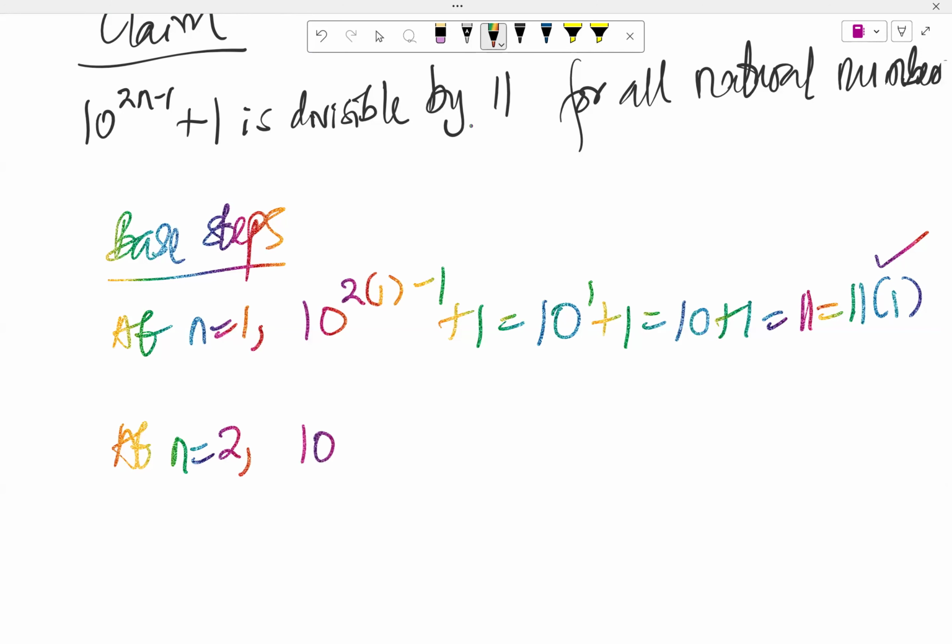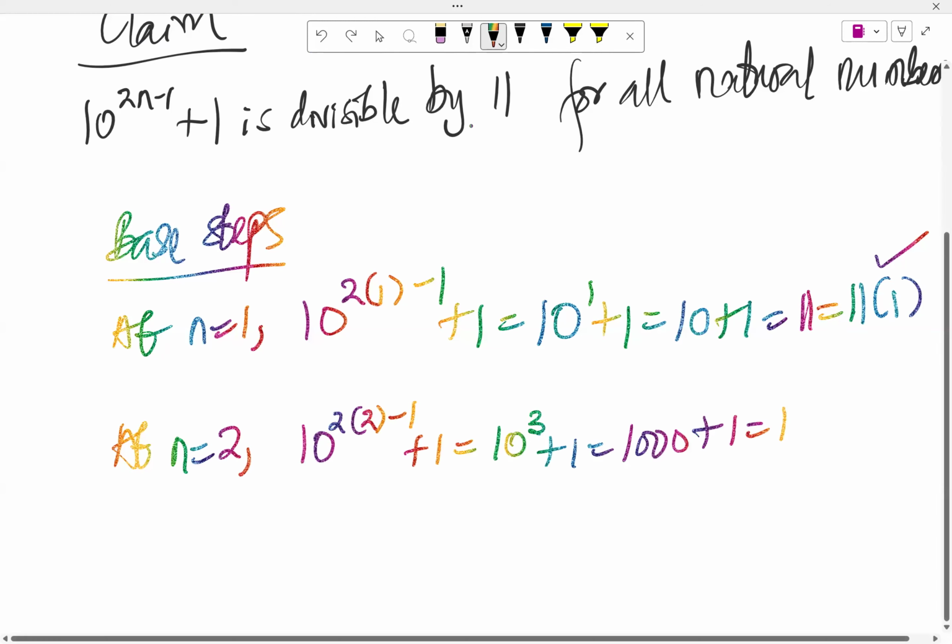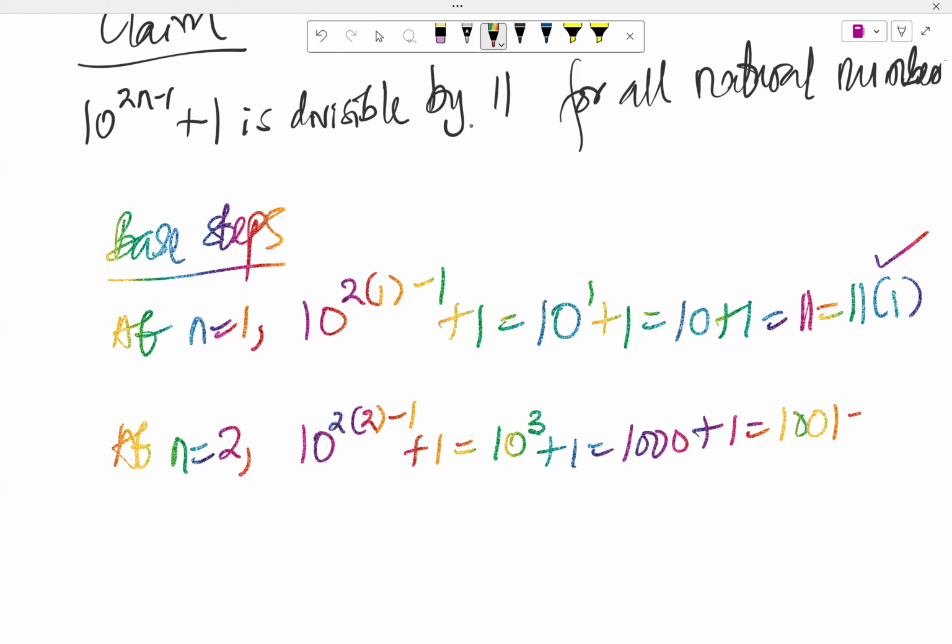So you have 10 raised to power 2 times 2 minus 1, plus 1. And that is 10 raised to power 4 minus 1, that's 10 raised to power 3, plus 1. And 10 raised to power 3 is 1,000, plus 1. So that is 1,001, which should be divisible by 11. I think that is 11 times 99 or something?